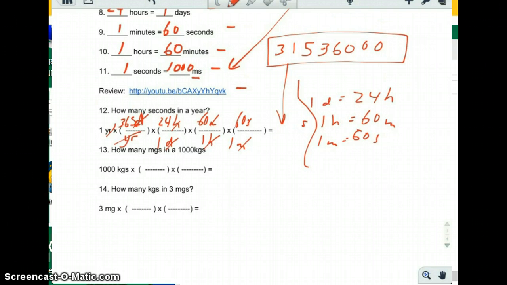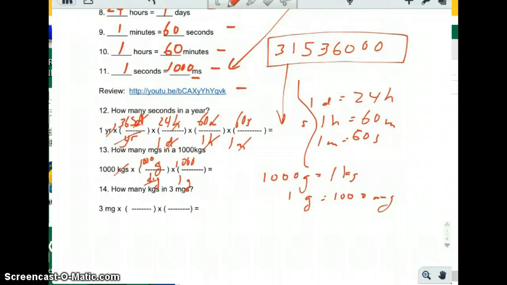How many milligrams in 1,000 kilograms? Well, we're going to put kilograms on the bottom and grams on the top because kilograms is here. But what is the relationship we're going to use? We're going to use 1,000 grams equals 1 kilogram. So here we put 1,000. And here we're going to use the relationship 1 gram is equal to 1,000 milligrams. And then we'll put grams on the bottom and we'll put 1,000 milligrams on top. And we cancel out the grams. And so we get 1,000 times 1,000 times 1,000. Well, that's the same thing as saying 1 times 10 to the 9th. And the units are milligrams. Okay?